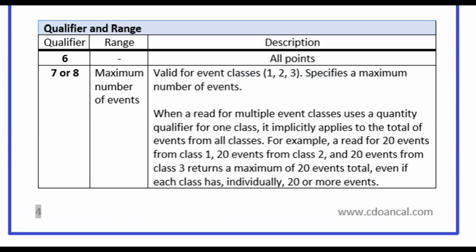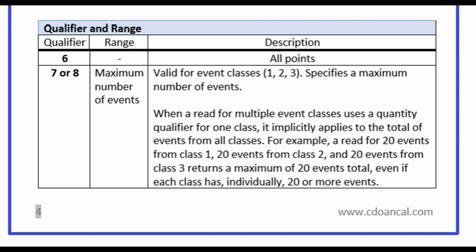The qualifier and range is usually a qualifier of 6, which is used to read all points. This is required for class 0 data and very common for class 1, 2, and 3 data. The other choice is a qualifier of 7 or 8 that includes a range field, which is a count. The count specifies the maximum number of events to read.